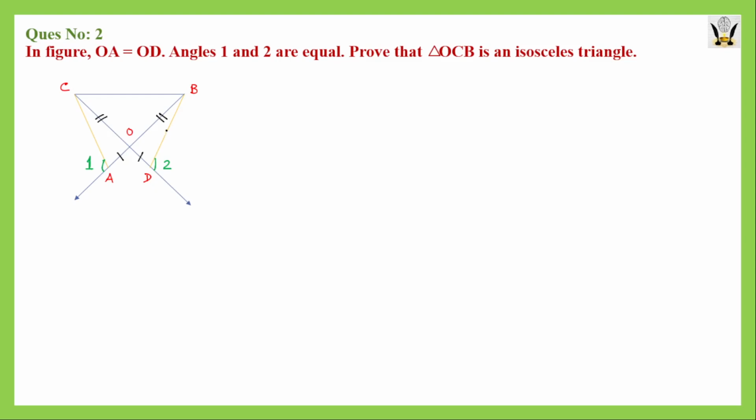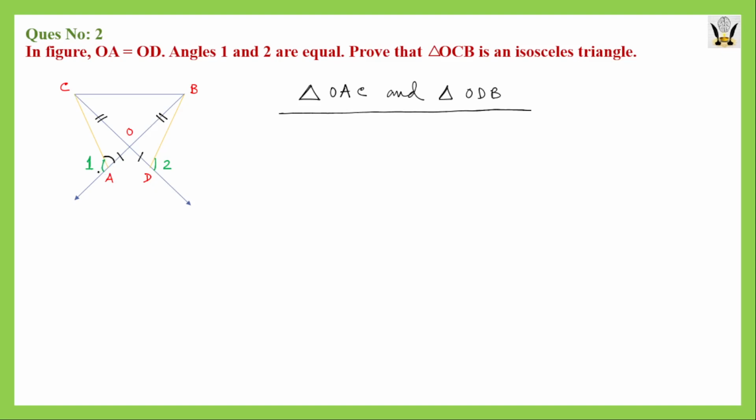For doing that, we can choose this triangle OAC and this triangle ODB, and then prove that these two triangles are congruent. And if we can do that, then easily we can prove that these two sides are equal and that the given triangle will be an isosceles triangle. Now if we choose these two triangles, then this angle marked as 1 and this angle CAO or CAB actually form a linear pair.